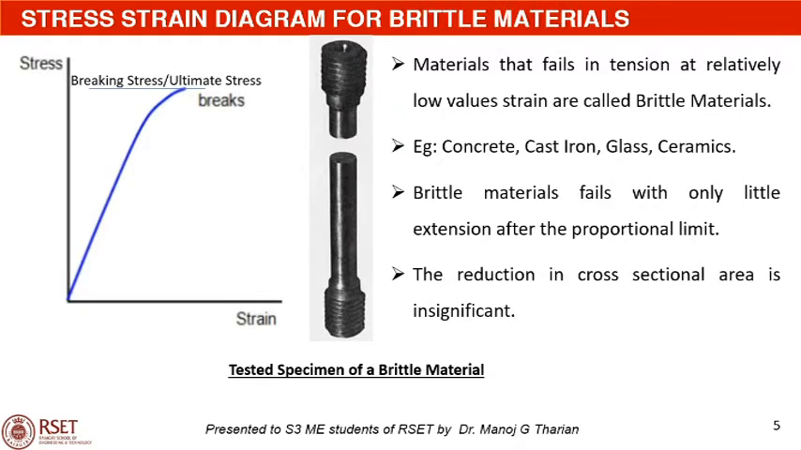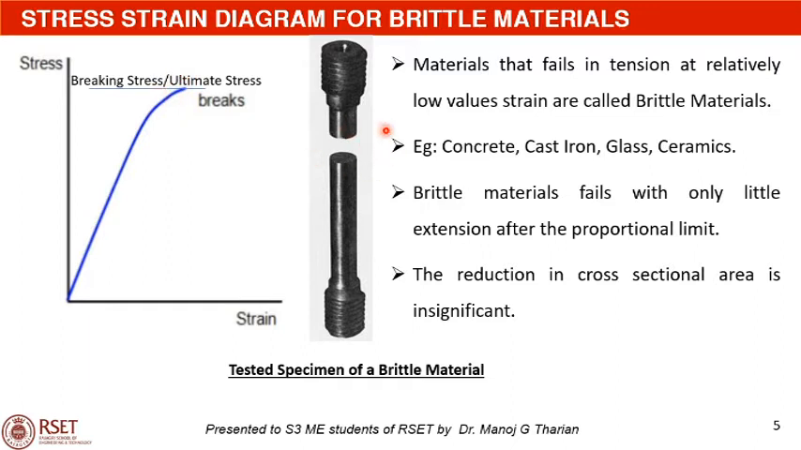Materials that fail in tension at relatively low values of strain are called brittle materials. Examples are concrete, cast iron, glass, ceramics, etc. The figure here shows the stress strain curve for a typical brittle material. Brittle materials fail with only little elongation after the proportional limit. The reduction in area is insignificant. The breaking stress is the same as the ultimate stress.